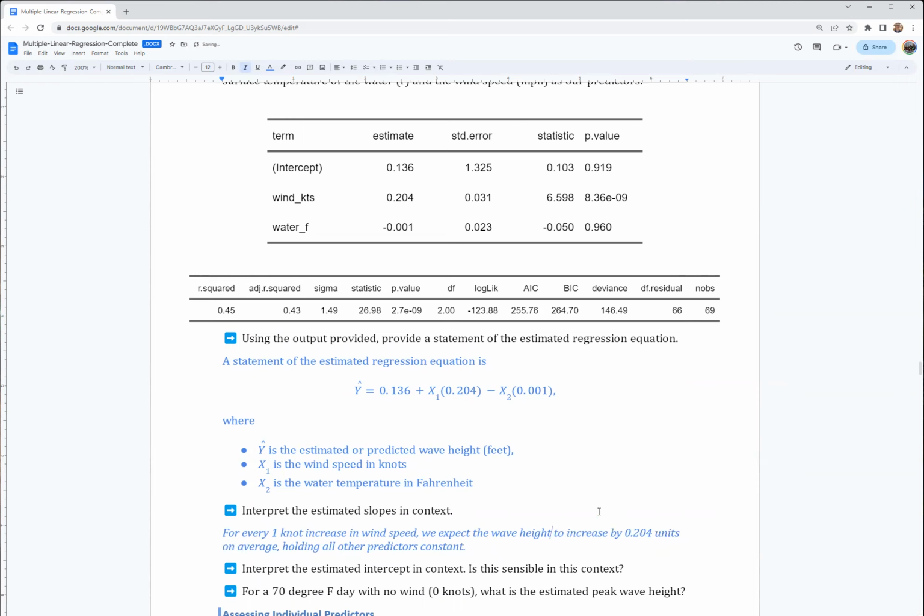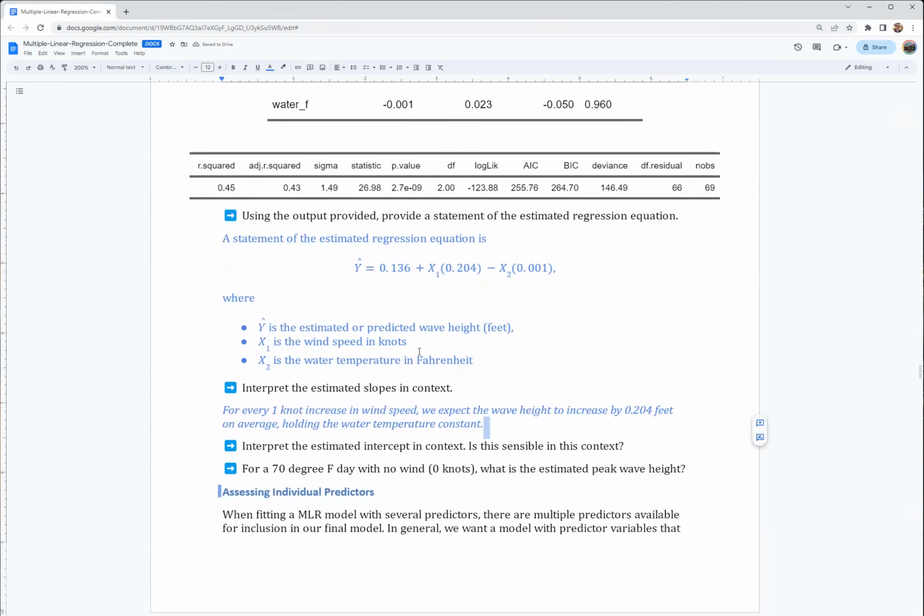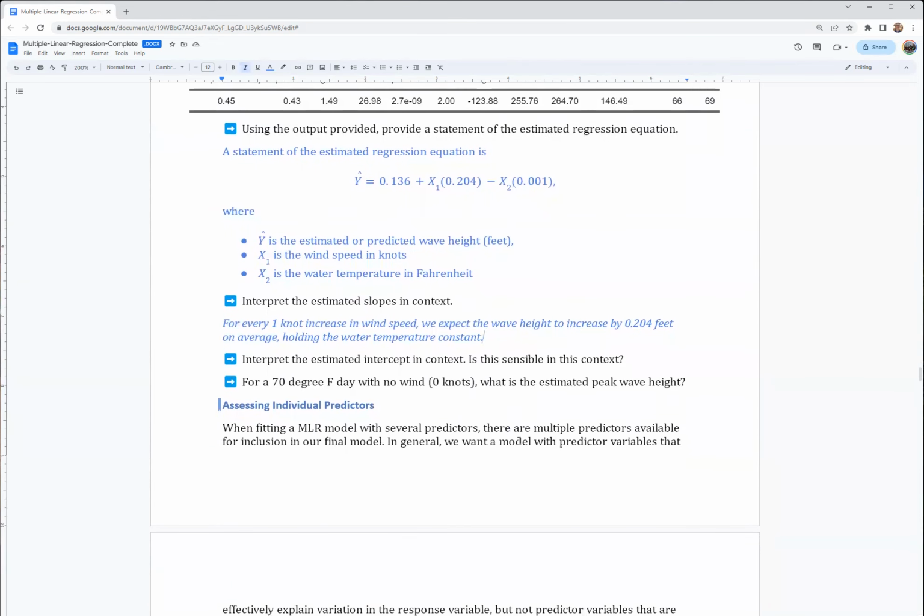And then we're talking about the units for the response variable here, so we can say by this many feet on average. It's important to say on average, holding all other predictors constant. In this case, we only have one other predictor, so instead of saying that, we want to say holding the water temperature constant.